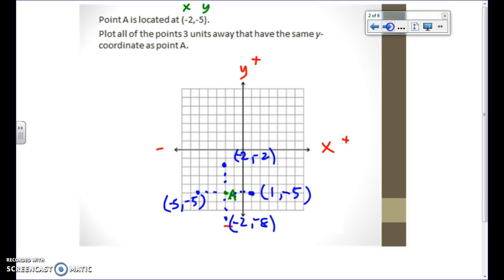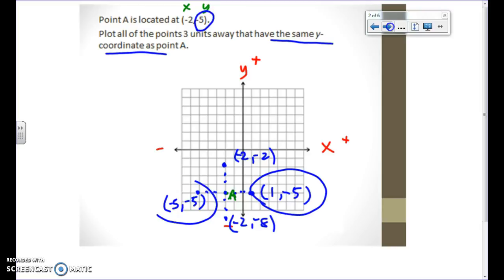However, this question asks us only for the coordinates that have the same y coordinate. So if point A has a y coordinate of -5, then I would know that 1, -5 and -5, -5 will be the points that it's asking me for, because they also have a y coordinate of -5. So there we go. We've got them plotted right here. Those are the two.